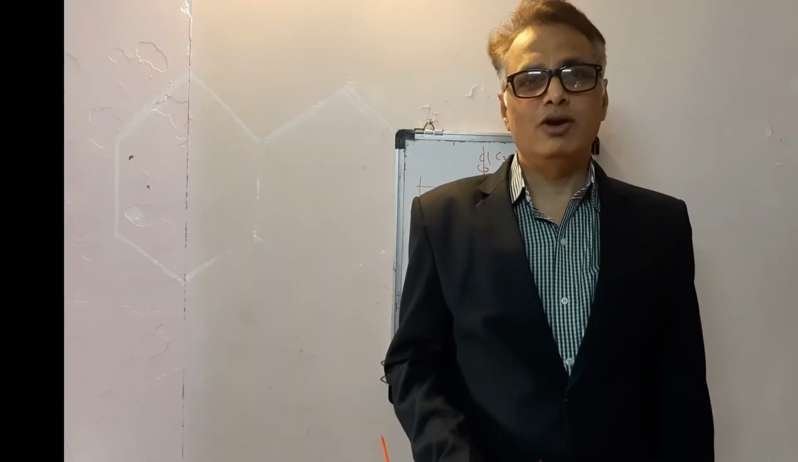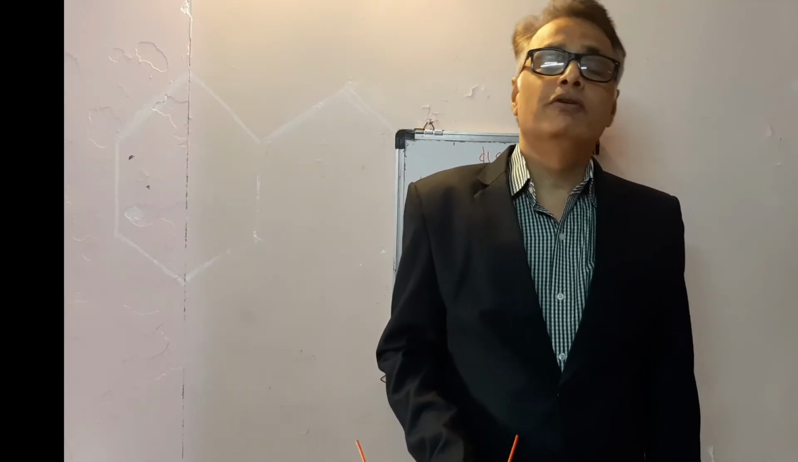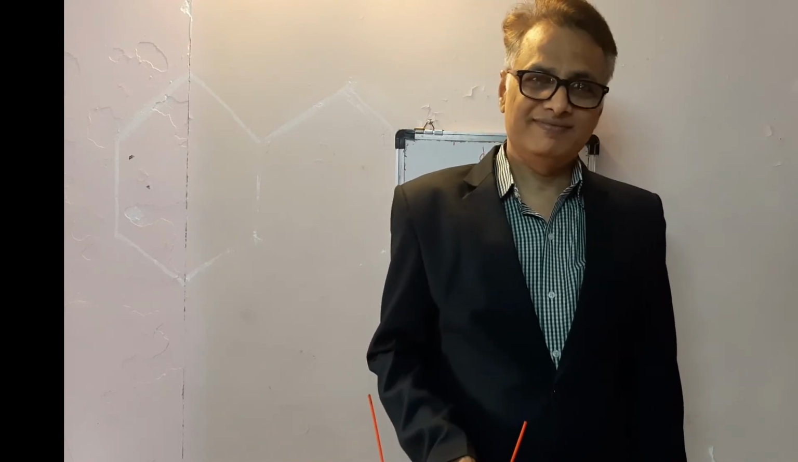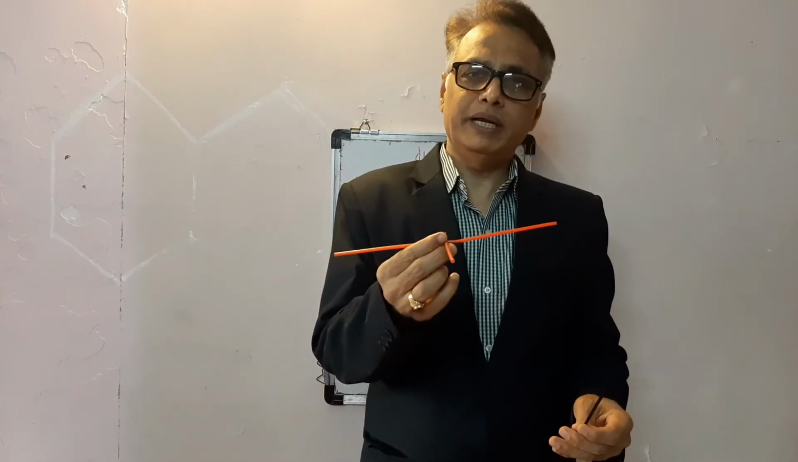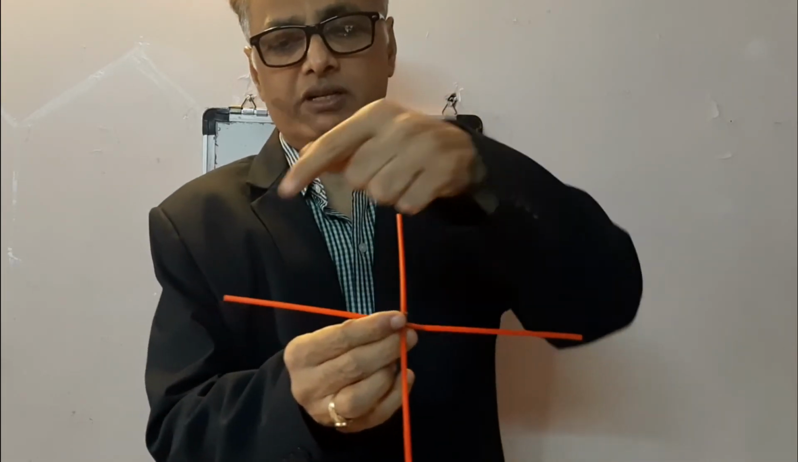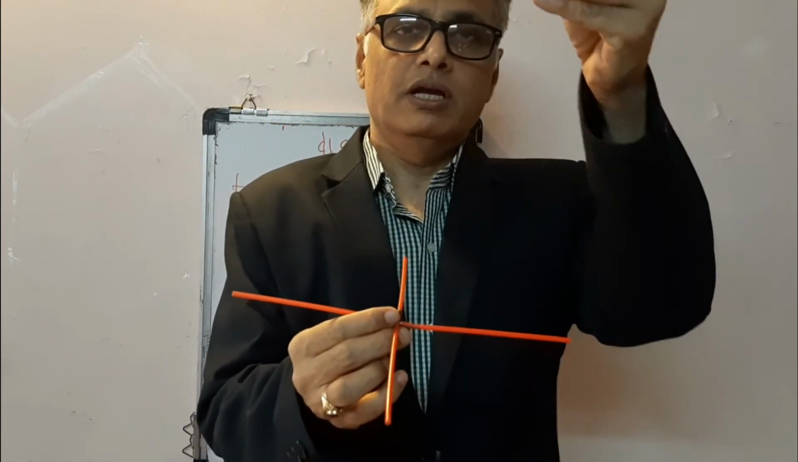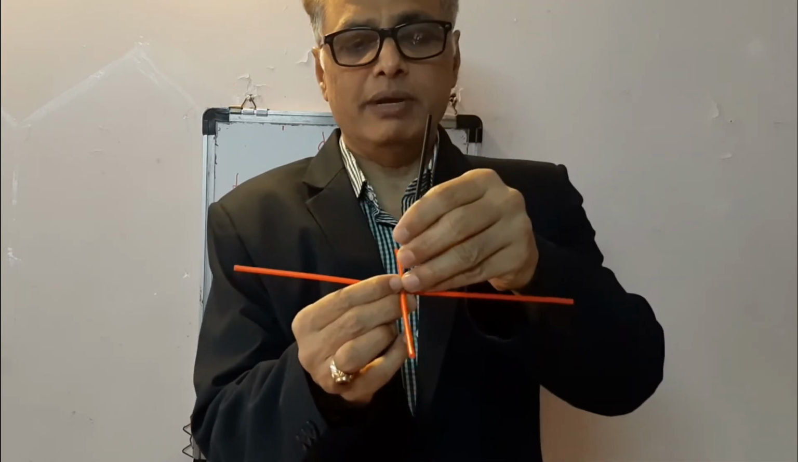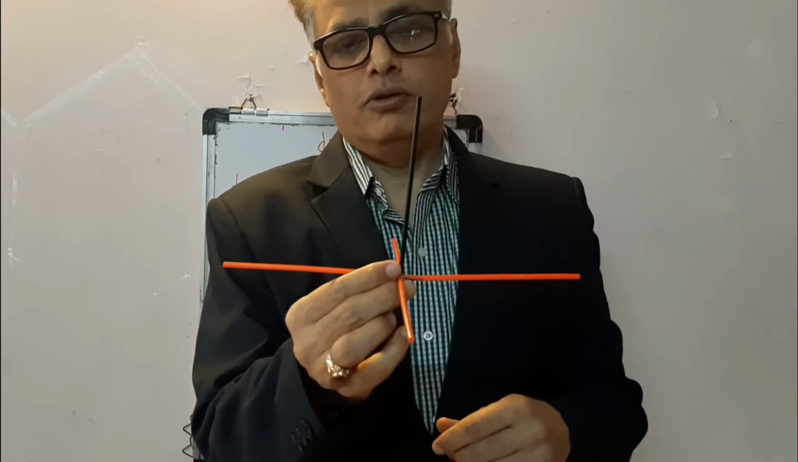Now let us find out point group of PtCl4. This is our PtCl4. Platinum is placed here. This is Cl1, Cl2, Cl3 and Cl4. This is a line which passes through platinum and is perpendicular to PtCl4.